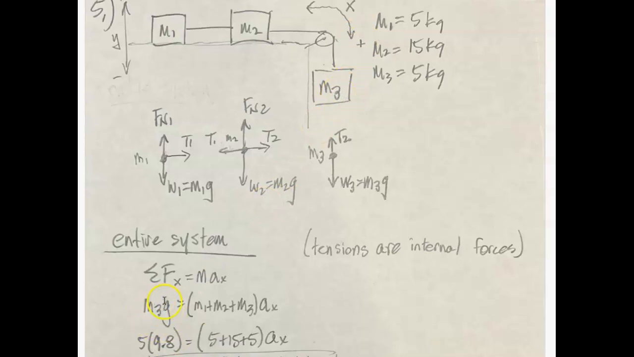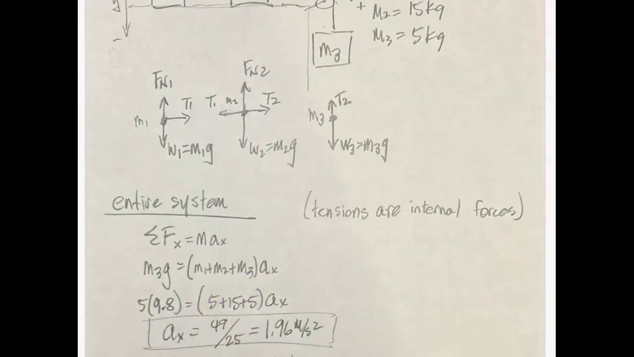So that's what you see down here. M3 times g is the weight of block 3. That is the sum of the forces in the x direction. It's the only force in the x direction. And that is accelerating this much mass, which is the whole system, M1 plus M2 plus M3. And the acceleration is what I'm solving for. So you can see there, when I do the algebra, I get 1.96 meters per second squared for the acceleration of that entire system. Now to find the tensions in the strings, I have to treat each block separately.